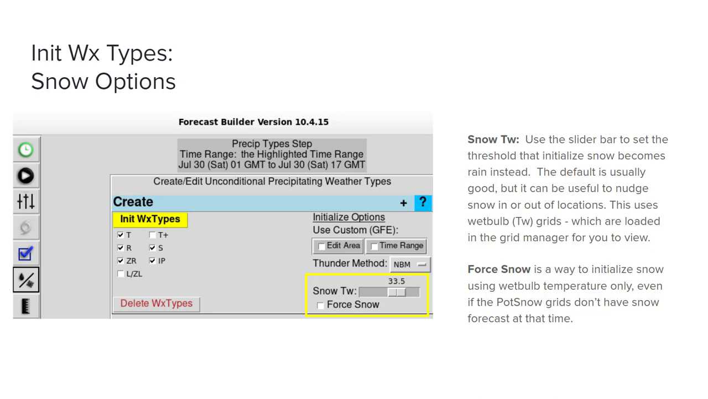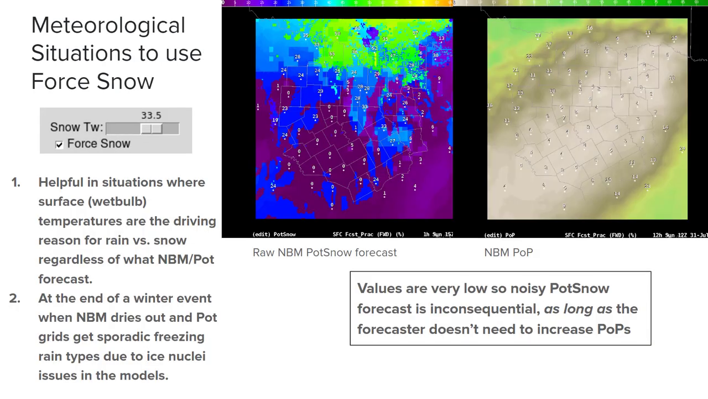Forced snow is a way to initialize snow using wet bulb temperature only, even if the pop snow grids from the NBM don't have snow in the forecast at that time. What are the meteorological situations to use forced snow? It's helpful in situations where surface wet bulb temperatures are the driving reason for rain versus snow, regardless of what the NBM is forecasting. Another common situation is at the end of a winter weather event, after the NBM starts to dry out and pop grids get sporadic freezing rain types or no weather types due to ice nuclei issues in the model.